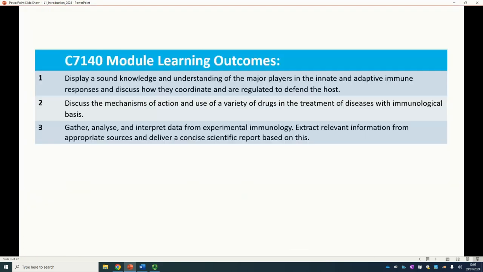First of all, let's start off with the module introduction. These are the learning outcomes that you can expect to know at the end of this module. You'll be able to display a sound knowledge and understanding of the major players of both the innate and the adaptive immune response. You'll also be able to see how they coordinate and are regulated in order to defend the host. You'll also be able to discuss the mechanisms of action and the use of a variety of drugs in the treatment of diseases with an immunological basis. And through the practical associated with this course, you'll be able to gather, analyze, and interpret data from an experimental immunology setting.